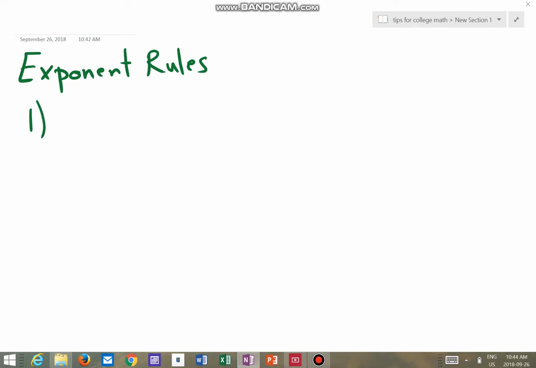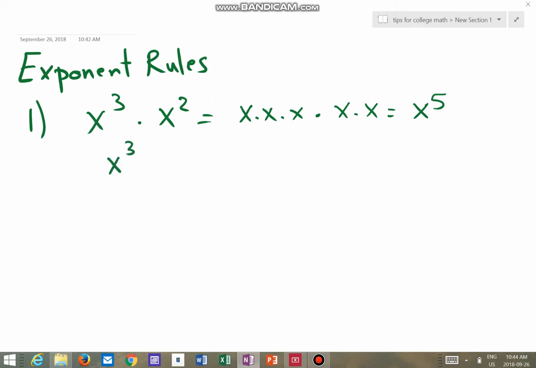What if I have x to the 3 times x to the 2? If I do it in expanded form, that's x times x times x, and then times x times another x, that will be x to the 5. So how did I get that? Well, if I can just add these two exponents, I will get the same answer. So when you multiply two exponents, you're just going to add these two exponents.